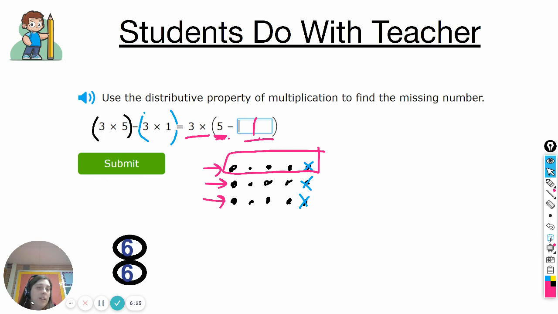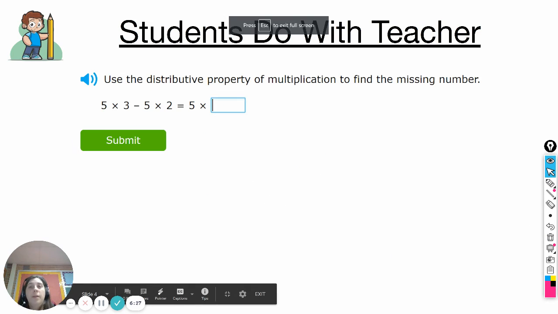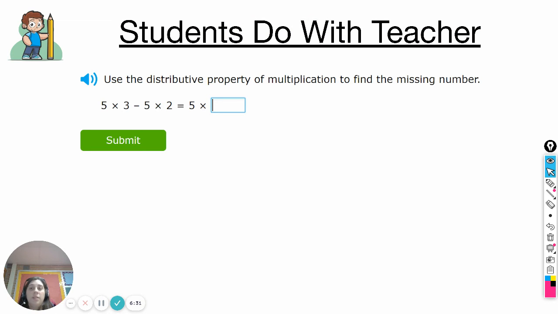So let's go ahead and look at another example. This example is also a subtraction one, but we'll see why it's just a little bit different. So we're going to start out the same way. 5 times 3. So I need 5 rows, or 5 going up and down, and I need 3 in each row.